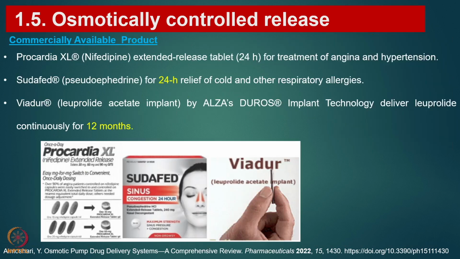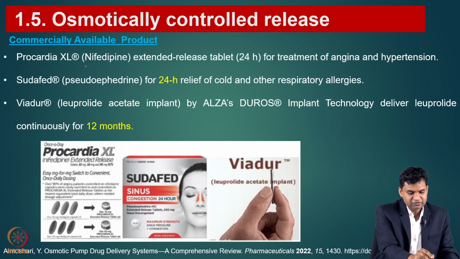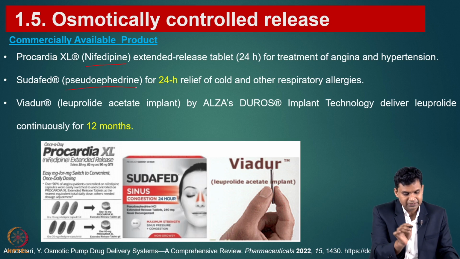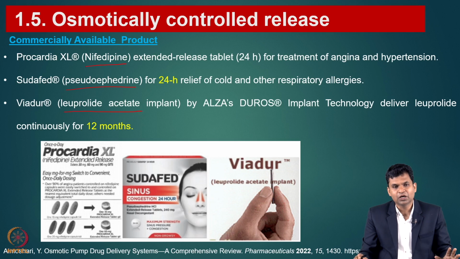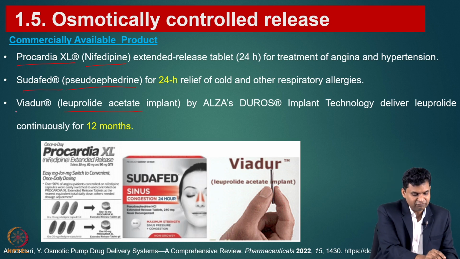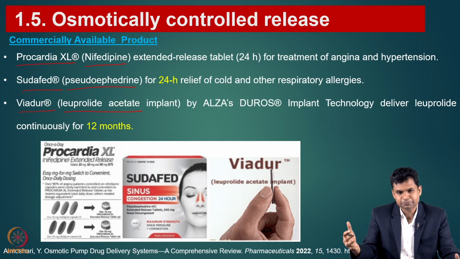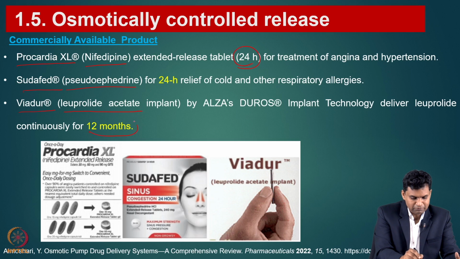So, these are some of the commercial products which are available as osmotic control systems. Here you can see three products. First is nifedipine, another is pseudoephedrine, and leuprolide acetate, all three of which are osmotically controlled systems. These are the brand names Procardia XL, Sudafed and Viadur. With these formulations we can expect release from 24 hours to 12 months.